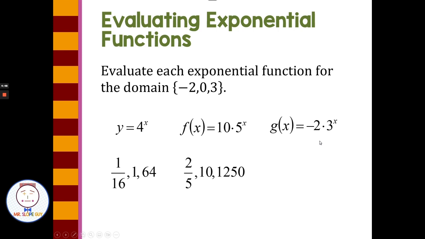Then I can do the same thing with g of x. Negative 2 times 3 to the negative 2 power. 3 to the negative 2 becomes 1 over 3 squared, or 1 over 9 times negative 2. Gives us an output of negative 2/9. Then 3 to the 0 is 1. 1 times negative 2 is negative 2. And 3 to the third, 3 times 3 times 3 is 27 times negative 2, negative 54.